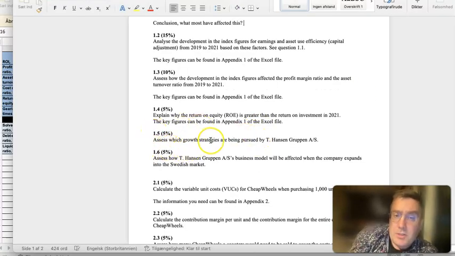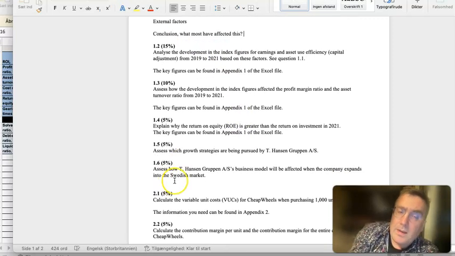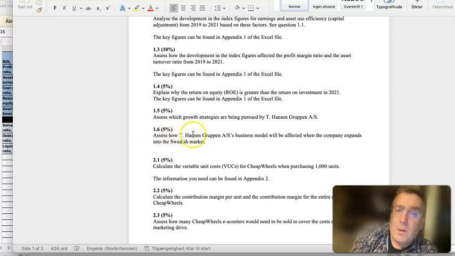Next one is assess the growth strategy they're using. You need to use the Ansoff growth matrix for this assignment. It's important, of course, but you also need to look at whether it is market development, etc. Again, you need to combine it with the ideas and knowledge you have from the first assignments. And last, assess how T. Hansen Group A's business model will be affected when the company expands into the Swedish market.